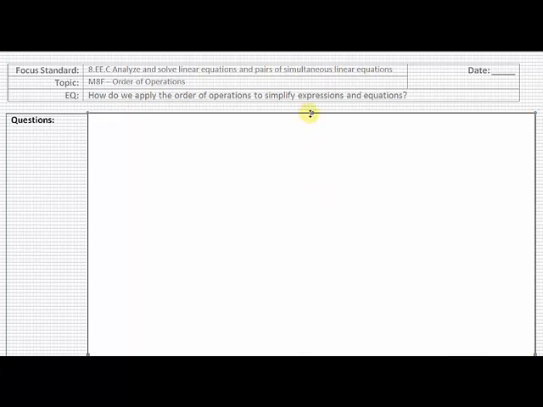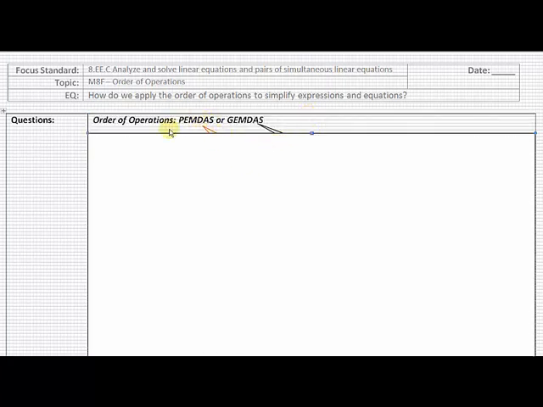Today I've created a flowchart talking about order of operations, which you might recognize from these acronyms. At least this one seems to be the most popular. We call this PEMDAS, or as I like to start to get 8th grade students thinking, to expand this, I call it GEMDAS.